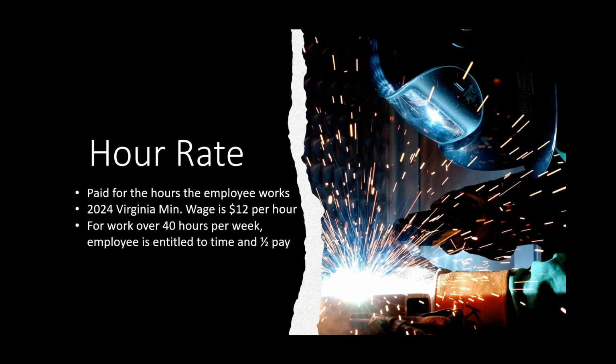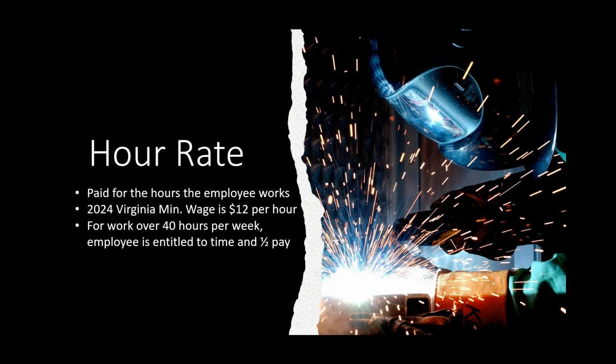Hourly employees only are paid for the hours they work. The employer determines the hours for an hourly employee each week. Virginia's minimum wage currently, in the year 2024, is $12 per hour. If an hourly employee works more than 40 hours a week, he or she may be eligible for overtime pay.